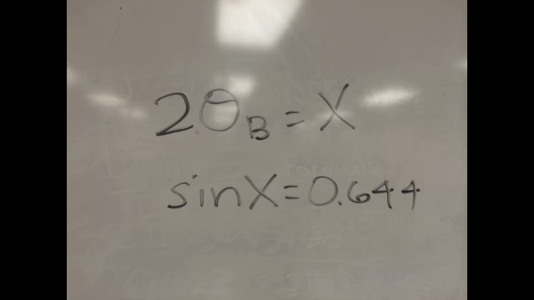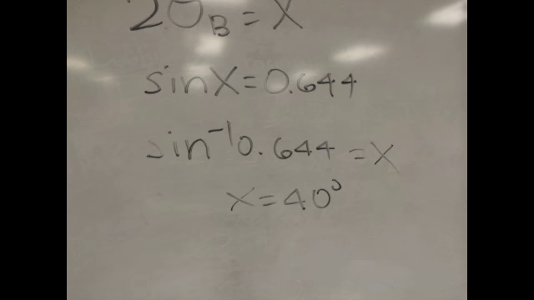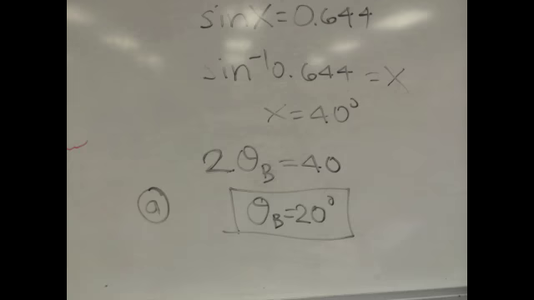Now we can solve for theta B. Make 2 theta B equal to x and make sine of x equal to 0.644. Take the inverse sine of 0.644 and make it equal to x. If you plug this into your calculator, you should get that x equals 40 degrees. X equals 2 theta B, therefore 2 theta B equals 40 degrees. If you solve using simple algebra, you find that theta B equals 20 degrees. And that's your answer for A.